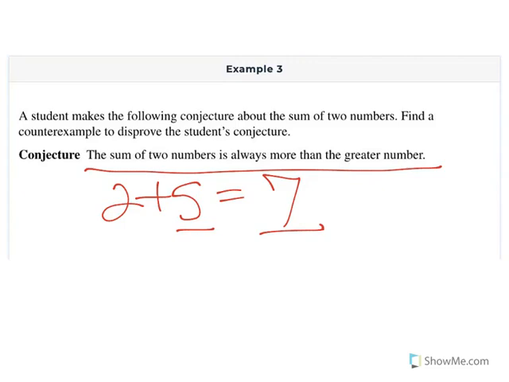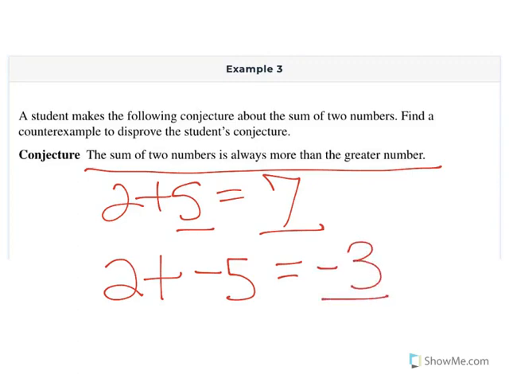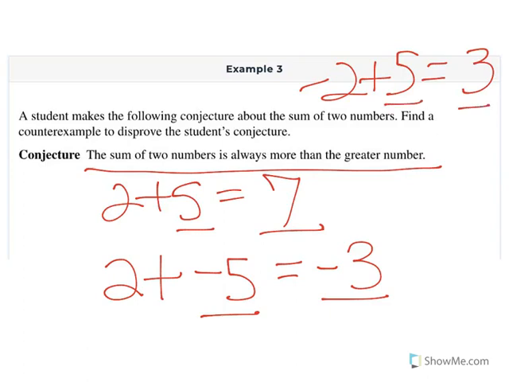This is not very specific. It just says numbers, right? So what if we did 2 plus negative 5? We would get negative 3. Is negative 3 bigger than negative 5? Oh, it is, isn't it? Okay. What if we did, I'm running out of room, negative 2 plus 5 equals 3. Is 3 bigger than 5? Uh-oh. So that is our counterexample.